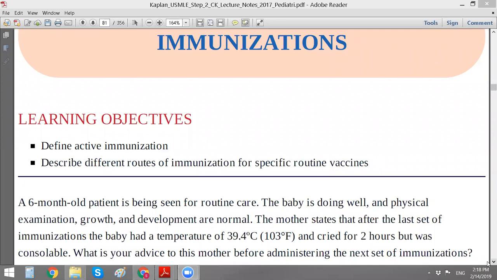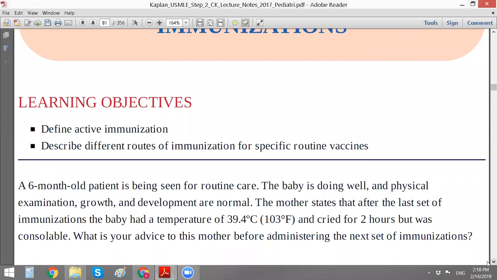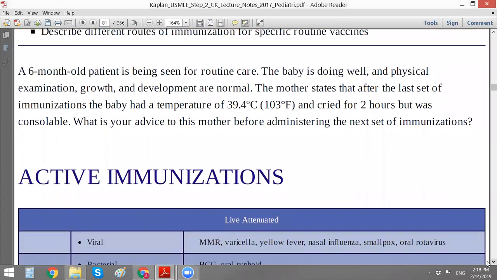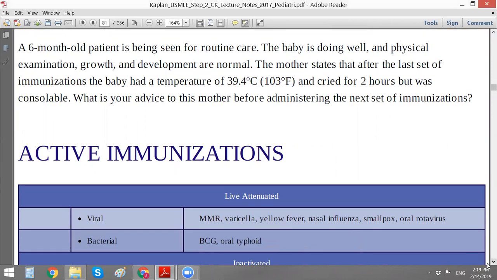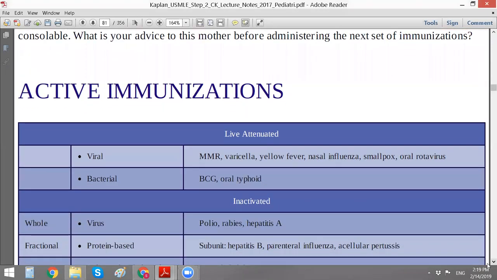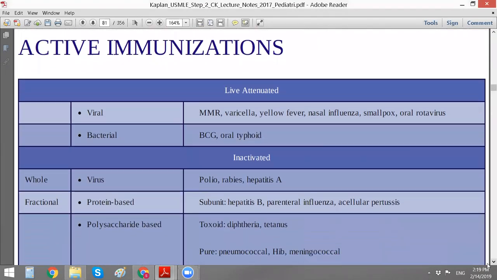Now the immunizations chapter, learning objectives. A 6-month-old patient is being seen for routine care. Baby is doing well; physical exam, growth, development, everything is normal. Mother states that after the last set of immunizations, baby had a temperature of 39.4, that is 103, and cried for 2 hours but was consolable. What is your advice to this mother before administering the next set of immunizations? So, active immunizations.